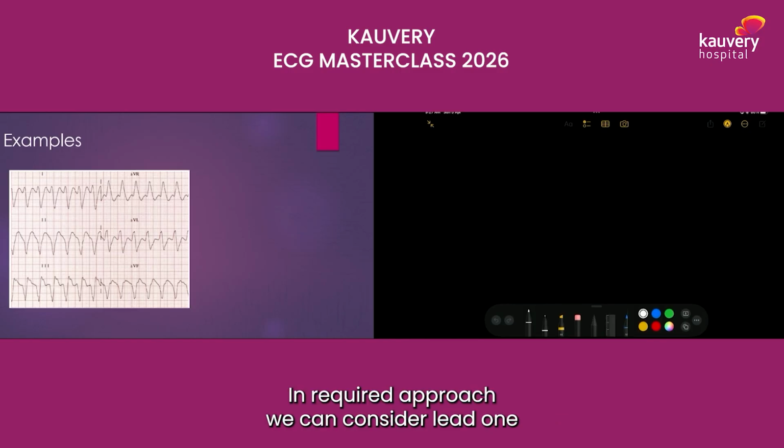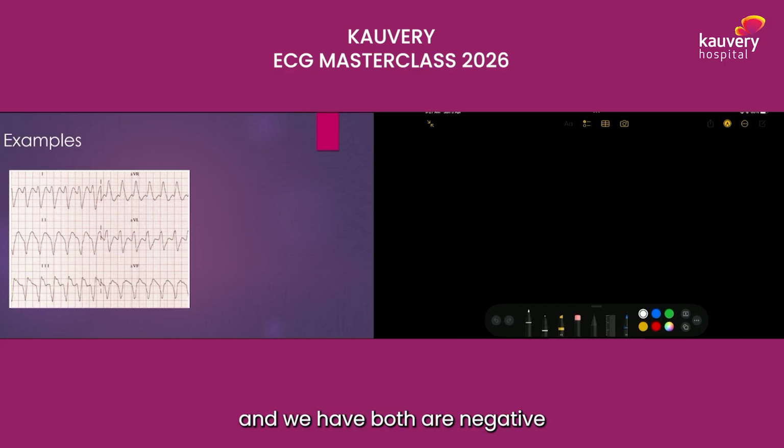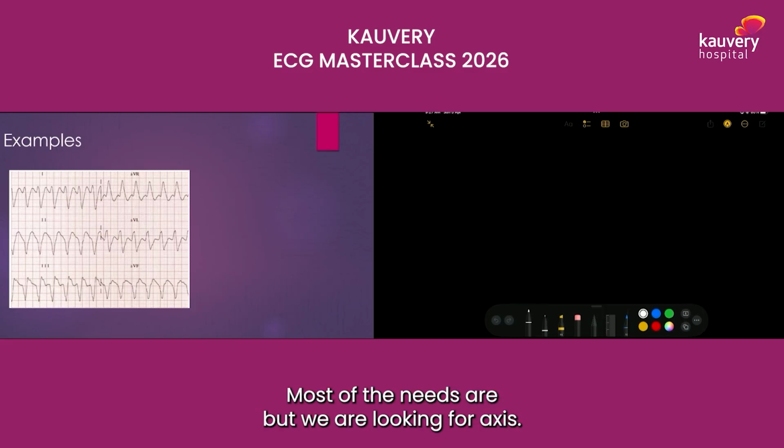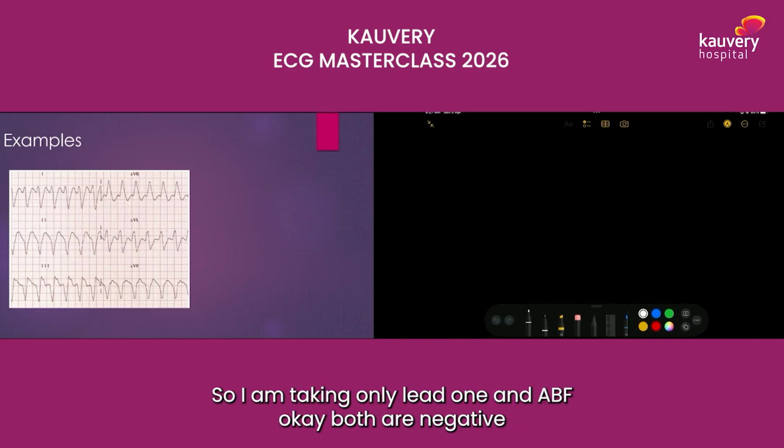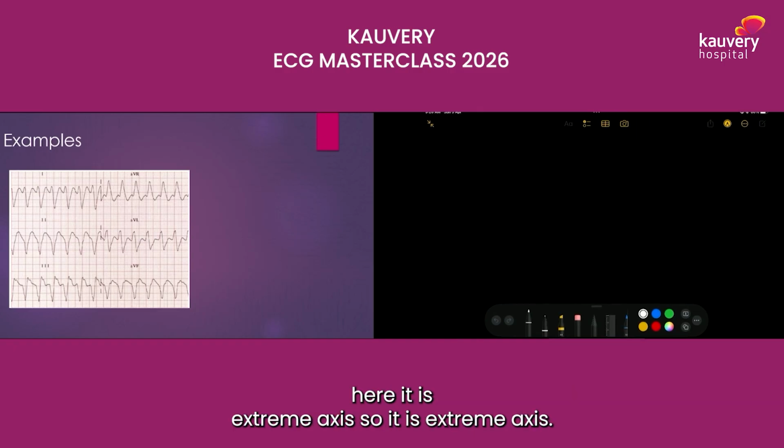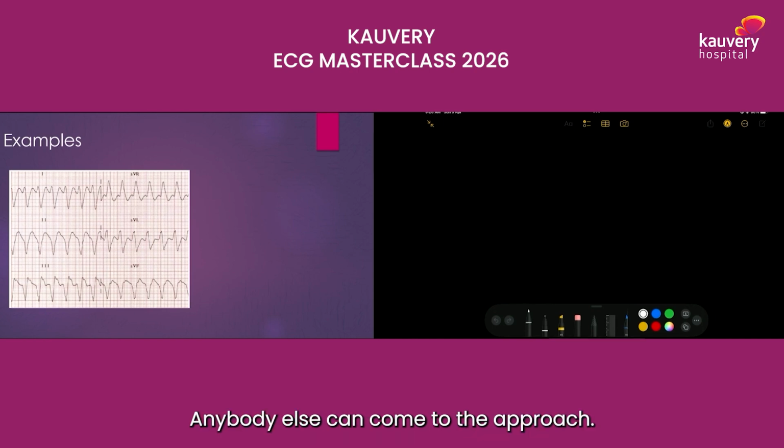Yes, sir. In the quadrant approach, we can consider lead 1 and AVF, both are negative. Most of the leads are negative here, but we are looking for the axis, so I am taking only lead 1 and AVF. Both are negative. Here it is extreme axis, that means northwest. Now anybody else can come to the equiphasic approach.